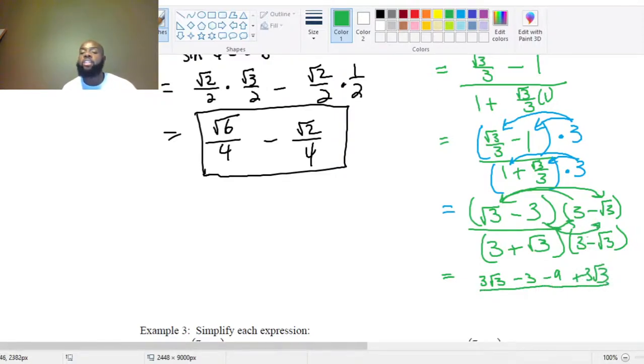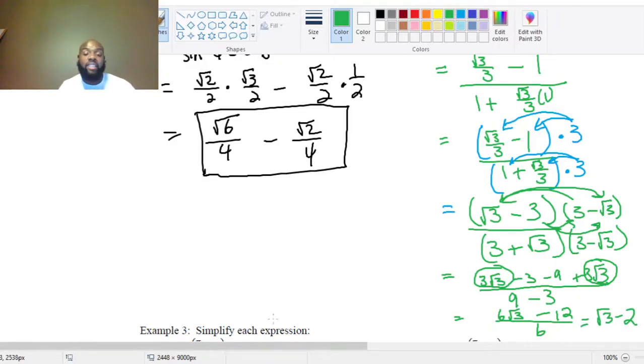And that denominator is a difference of squares. So if I take the first thing squared, I'm going to get 9. And the second thing squared, I get 3. And so this simplifies. Well, this 3 square root of 3 and that 3 square root of 3, they add together to 6 square root of 3. And negative 3 minus 9 is negative 12. And that denominator has a 6. Well, if I divide both of those by 6, we're going to get square root of 3 minus 2. And so that tangent of negative 15 degrees is the same thing as square root of 3 minus 2.